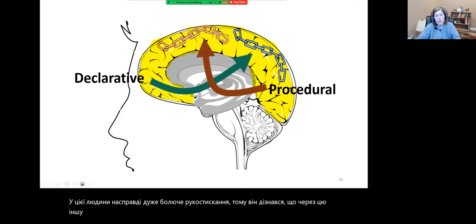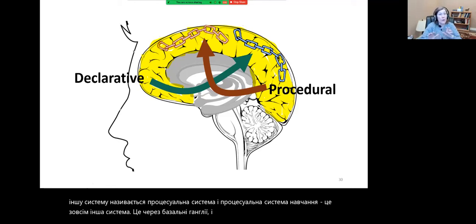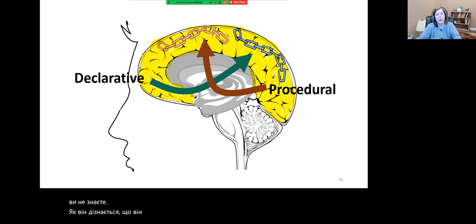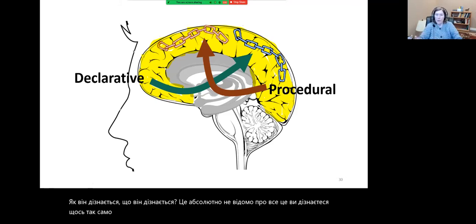The procedural system of learning is quite a different system. It's through the basal ganglia, and you're often completely unaware of what, in fact, you're always unaware of what you've learned through the procedural system. You don't know how it learns what it learns. You're completely unaware of it. All you know is you learned something. Just as Henry learned, whoever that person is, don't shake hands with them.